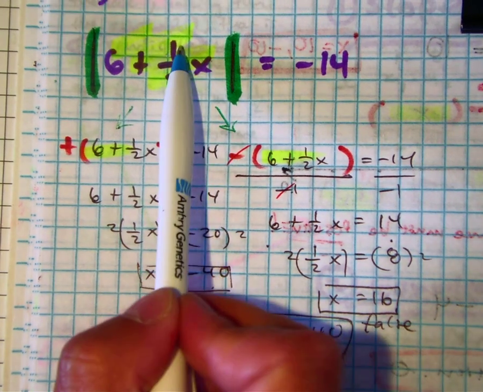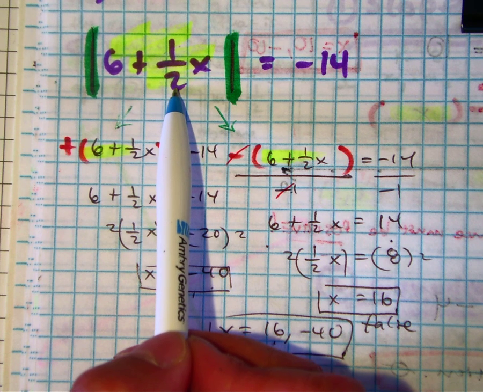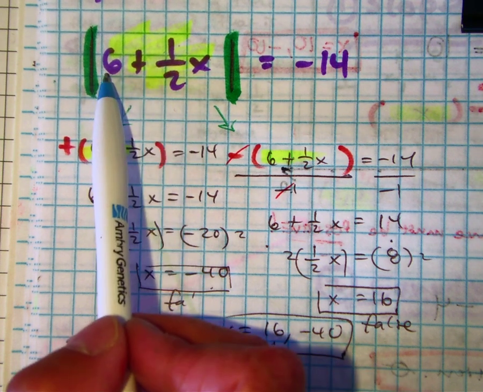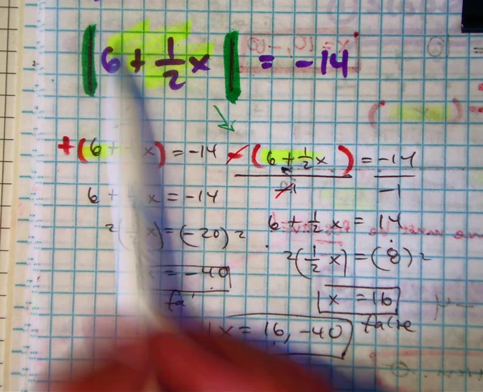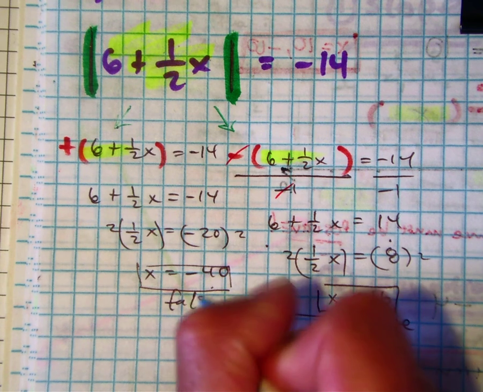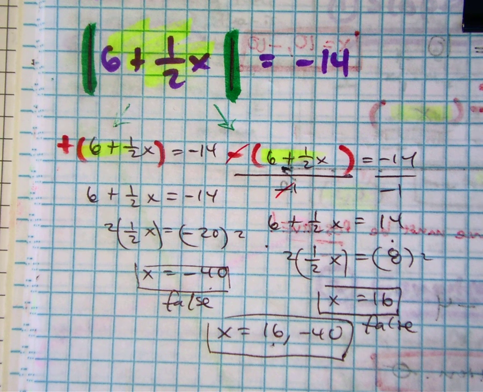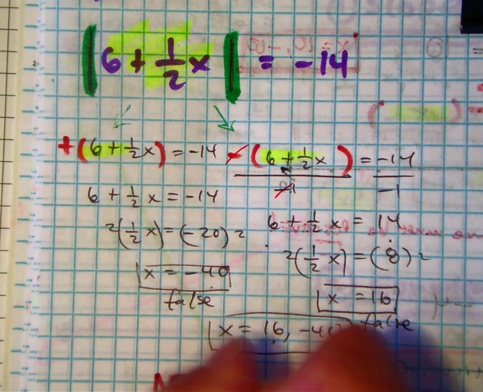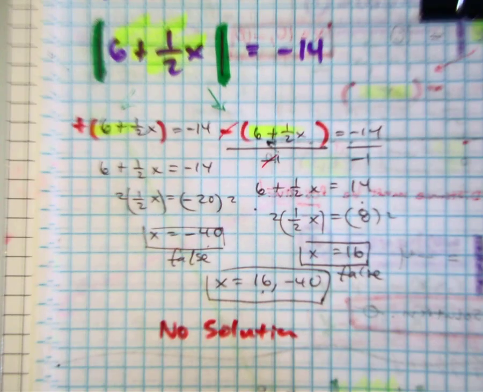Negative 40 times 1 divided by 2, negative 20 plus 6. Negative what? Absolute value of negative 14. Is 14 equal to negative 14? False. None of these work. The answer is no solution. You see, there is no number that actually works.